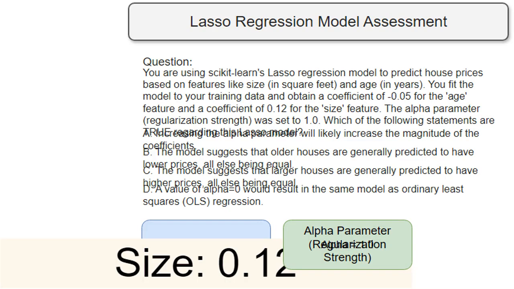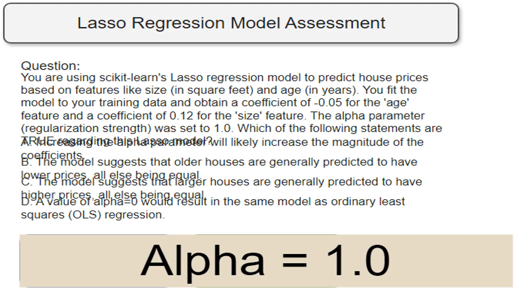The alpha parameter controls the strength of the regularization in lasso regression. A higher alpha value increases the penalty, pushing coefficients closer to 0. A lower alpha value reduces the penalty and allows coefficients to have larger values. The alpha parameter in this model is set to 1.0. This means there is a significant amount of regularization in effect. This will lead to smaller coefficient magnitudes compared to a lower alpha value or no regularization at all.